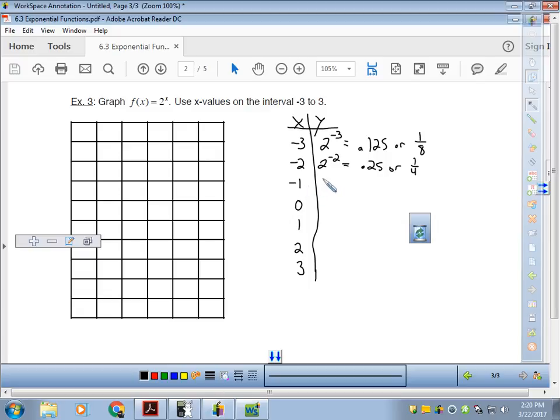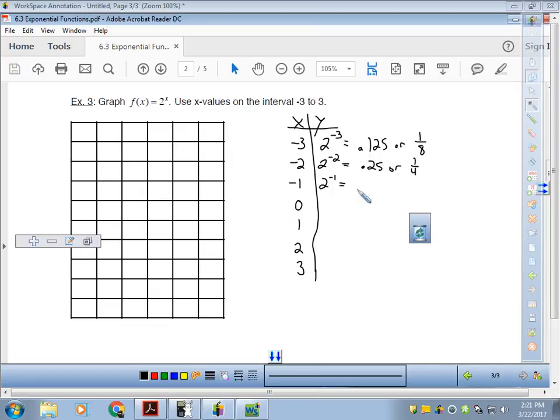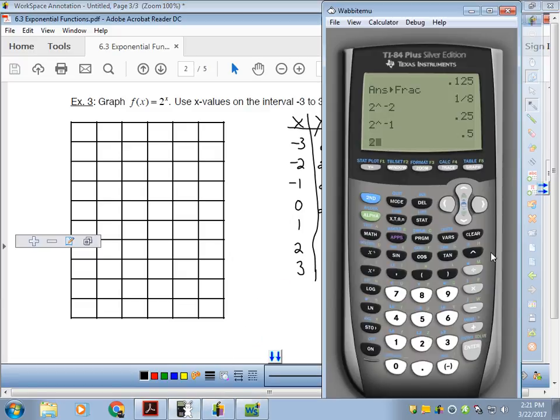Alright, -1, 2 to the -1 power. And if you don't trust yourself, use your calculator. 2 raised to the -1, it's 0.5. And again, it should make sense that it's 0.5, because 2 to the 1st power is 2, the negative flips it to the bottom, so that's why we have 1/2. Alright, 2 to the 0 power. Hopefully you know anything to the 0 power is 1. But if you want to verify, in your calculator, 2 to the 0, that's 1.